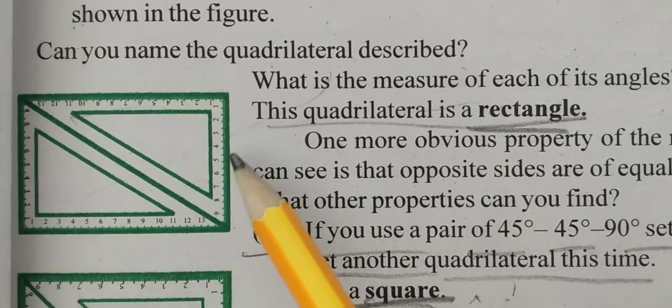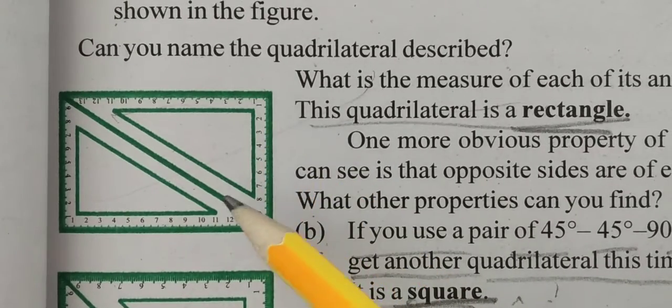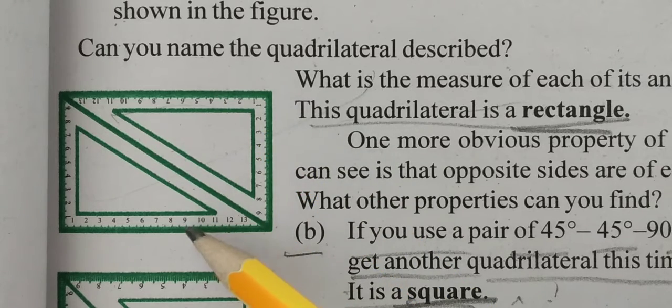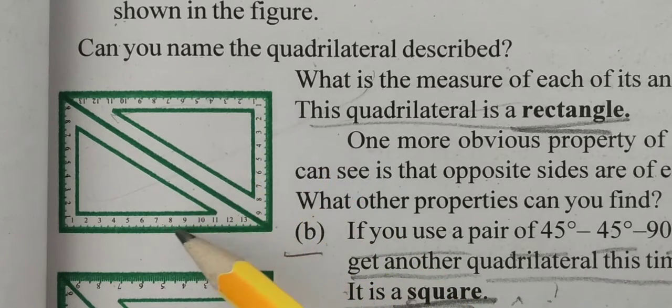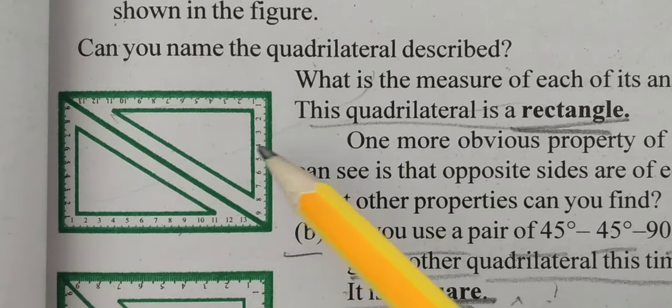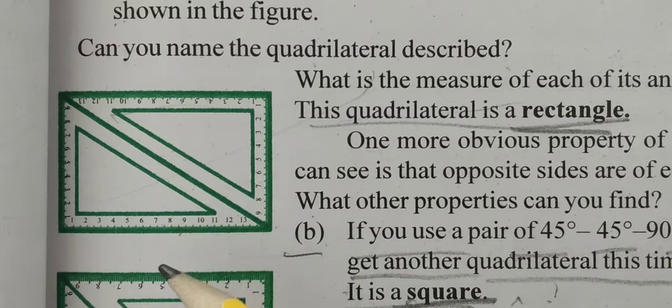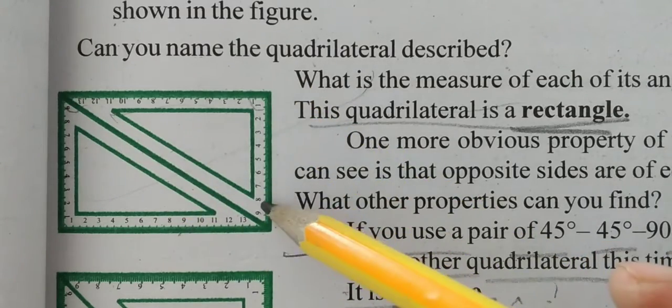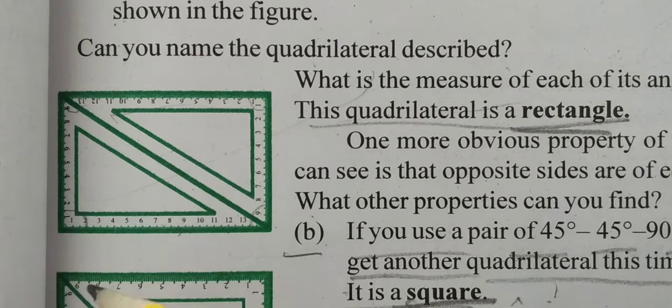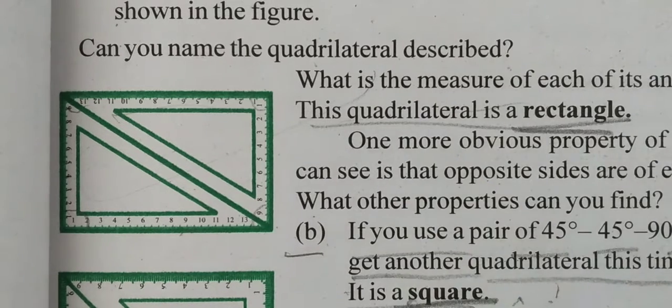Here you can see a figure of a rectangle. Looking at the figure, you can make out that the opposite sides are of equal measure. This and this side, these two sides are opposite. Even this and this side are opposite. So there are two pairs of opposite sides, and opposite sides are of equal measure. And if we talk about the angles in a rectangle, they are 90 degrees, right angles.